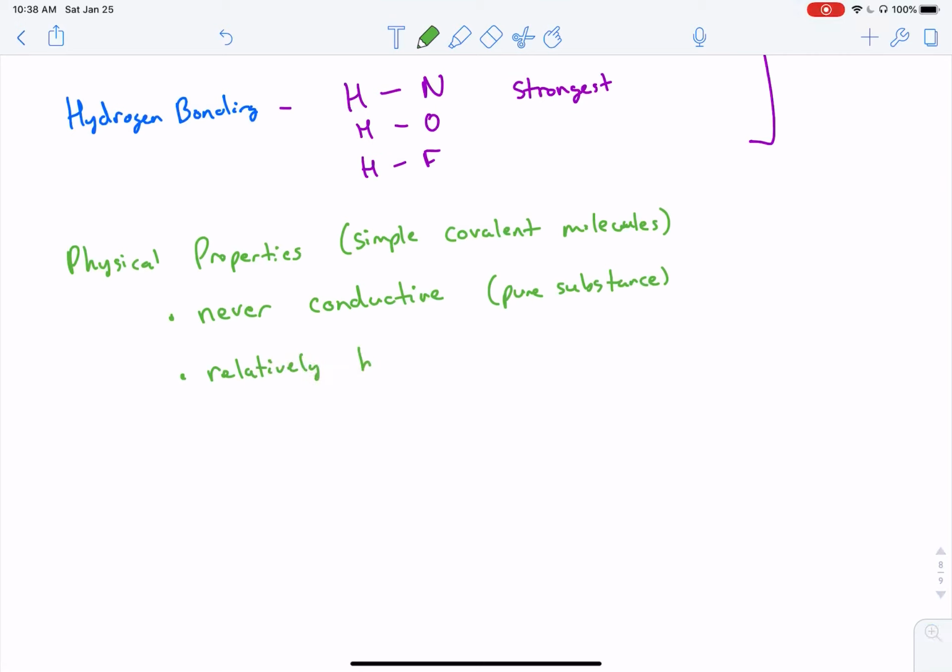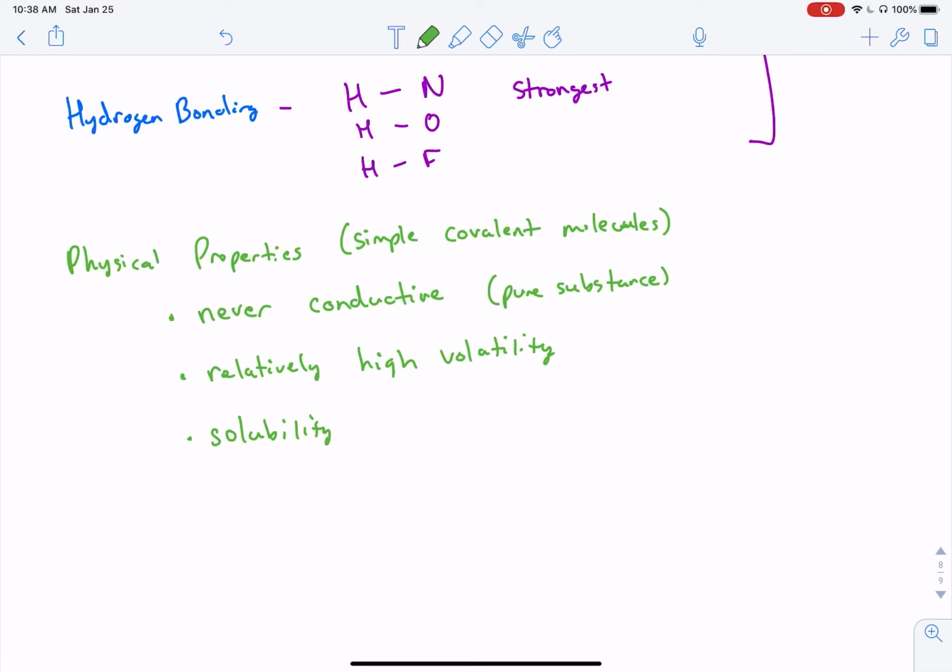They can be relatively high volatility. So compared to metallic bonding or ionic bonding, they're very volatile. They evaporate much faster, at a faster rate.